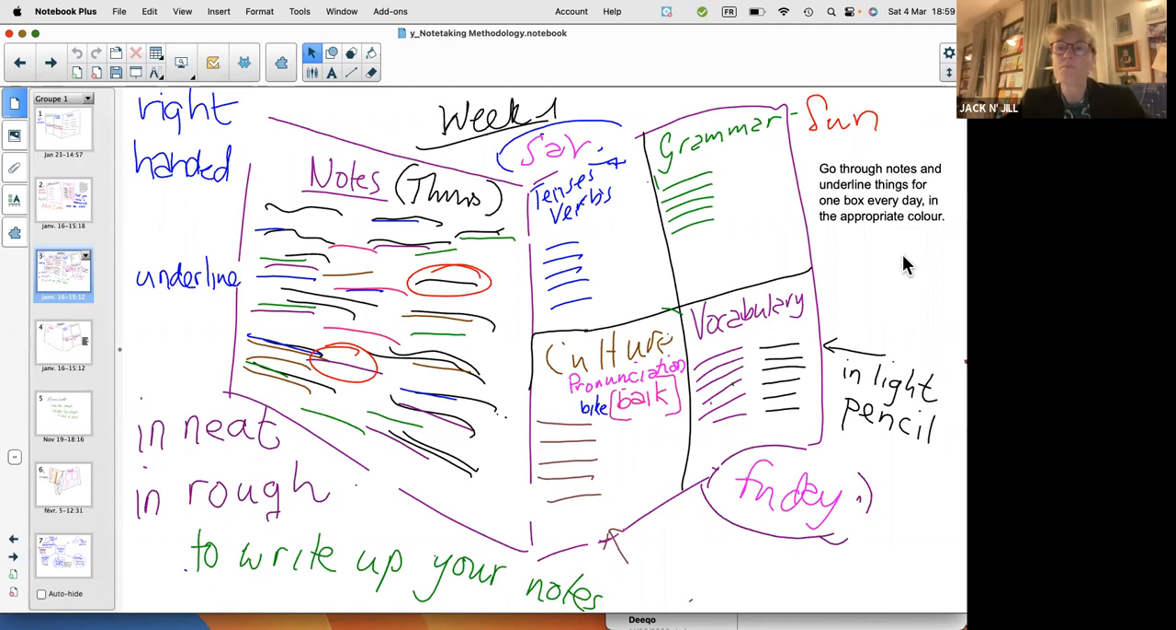On the Sunday, I am going to ask them to go through the whole lot again and underline in green for grammar, anything that is to do with grammar, and write it all up. And then finally, on the last day, they're going to write up their culture and pronunciation. They should underline everything in their notes. It should all be written up in one of the 4 squares. Anything that's left that either they don't understand or they can't read or they're not quite sure where it should go, they're going to circle in red.